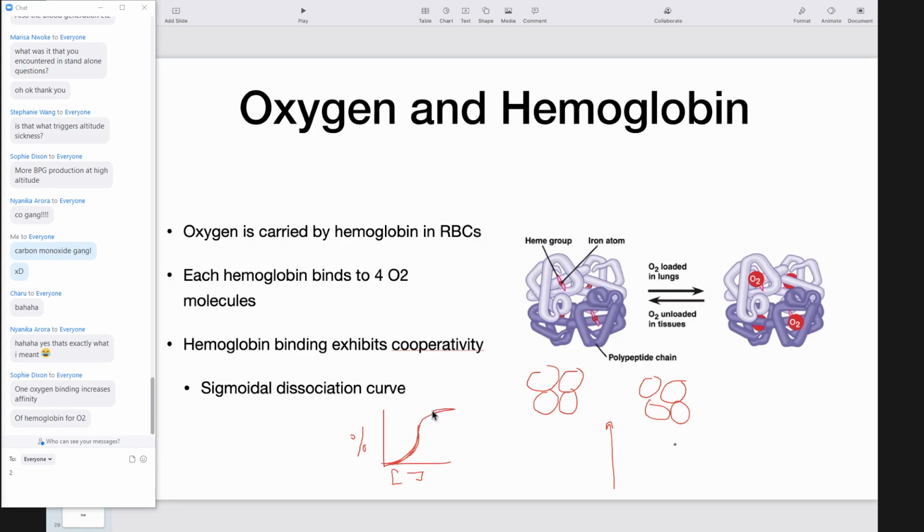So any sort of protein and an affinity curve that exhibits cooperativity, whether it be in hemoglobin and oxygen or something else you learn in biochemistry, any graph that exhibits cooperativity looks sigmoidal, where as the concentration of oxygen increases, the percent saturation is going to increase exponentially, just because for each additional oxygen bound, there's going to be more and more affinity. And then it's going to reach the point where it's saturated, and it's going to level off like that.